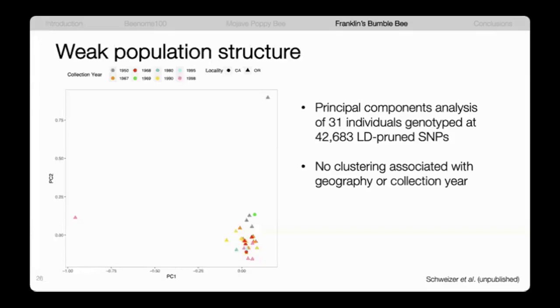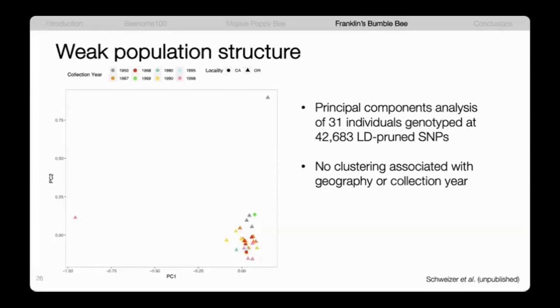One of the first things we did was assess population structure using principal components analysis of 31 individuals genotyped at around 42,000 linkage pruned SNPs. Shown on the left are the results of our principal components analysis. Individuals are represented by points, and points are color-coded according to their collection year or their sampling locality. If you're unfamiliar with principal components analysis, the general idea is that points that are closer to one another on this plot are more genetically similar.